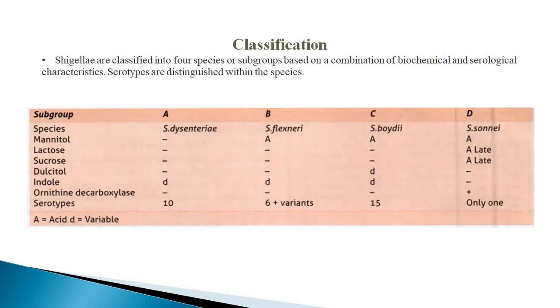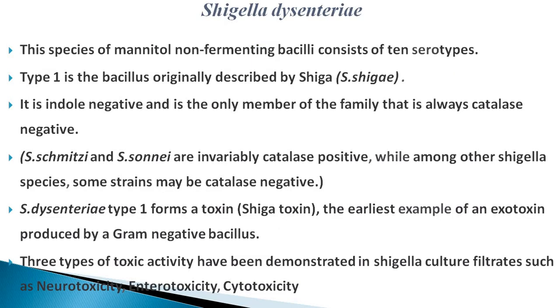Shigella dysenteriae. This species of mannitol non-fermenting bacilli consists of 10 serotypes. Type 1 is the bacillus originally described by Shiga. It is catalase negative and is the only member of the family that is always catalase negative. Shigella flexneri and Shigella sonnei are invariably catalase positive, while among other Shigella species, some strains may be catalase negative.